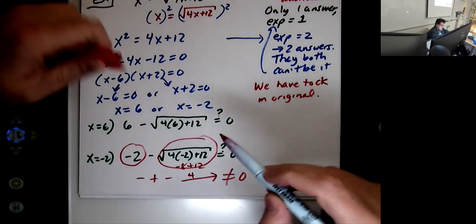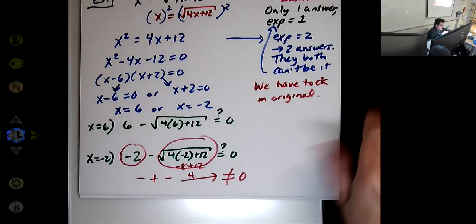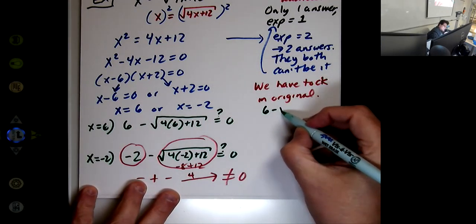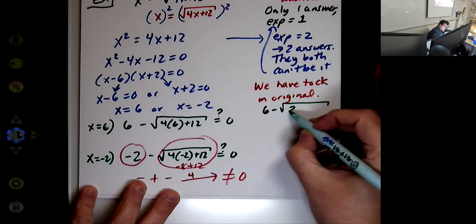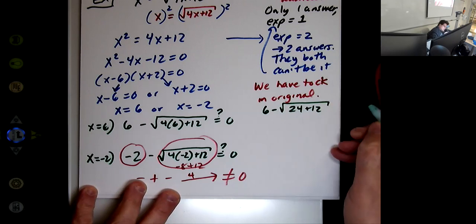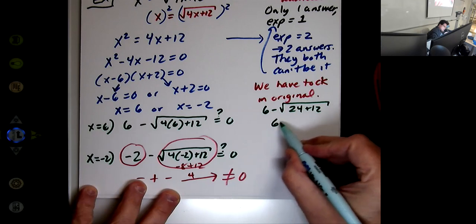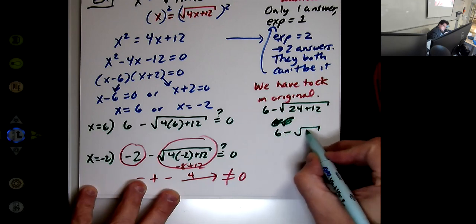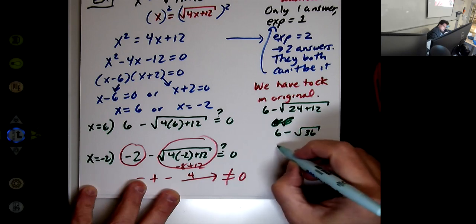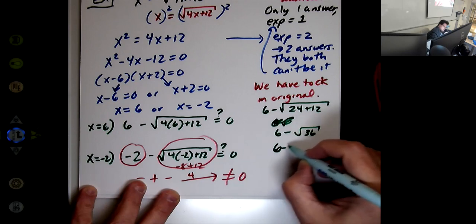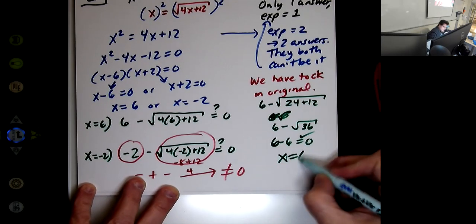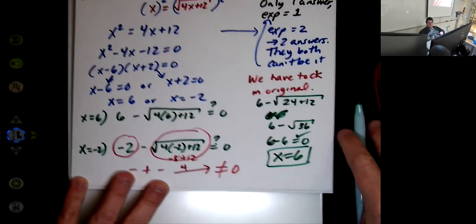4 times 6 is 24. So I got 6 minus the square root of 24 plus 12. That's 6 minus the square root of 36. And that's 6 minus 6, which equals 0. So yes, x equals 6 is the answer, and it's the only answer.